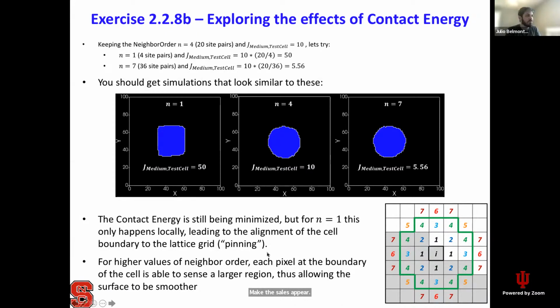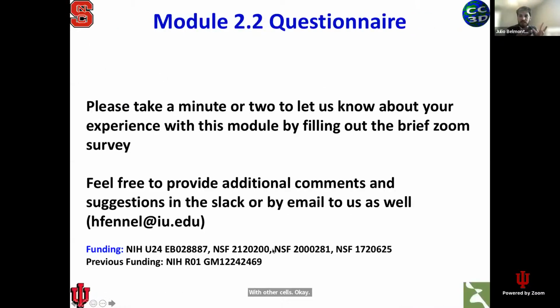Okay, so with that, I have covered everything that I want to cover with contact energies. Hopefully now you have a better understanding of how the constraints work inside COMCEL, what COMCEL is actually doing when you calculate the contact energies, and what the effects of contact energy are on the shape of our cells and also on the interaction of the cell with other cells. Okay, so please take your time to fill out the questionnaire about this module.